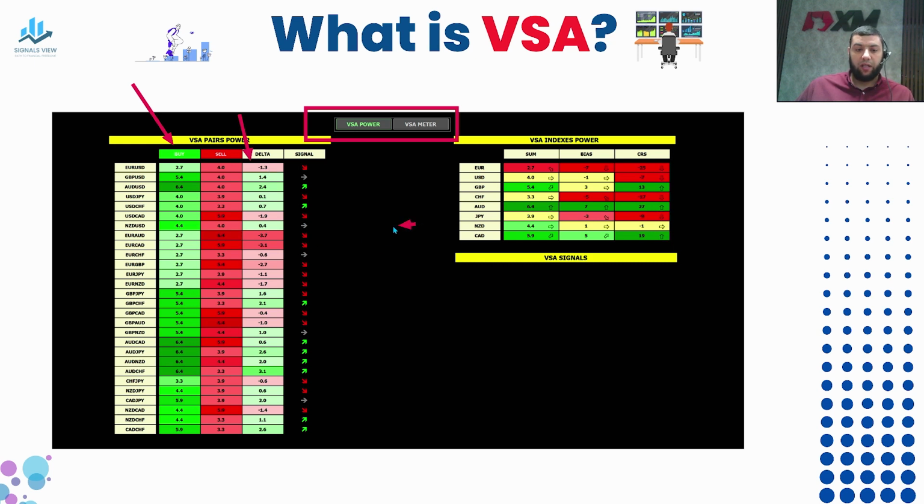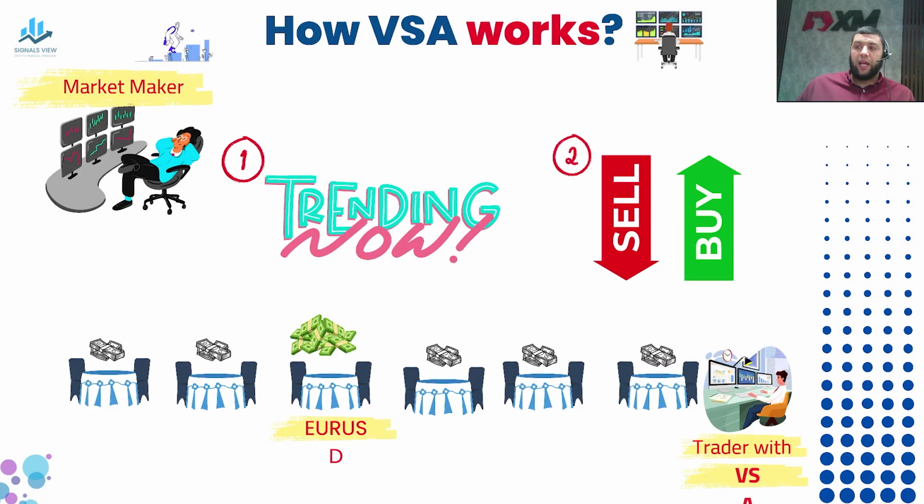But if you look at something like Euro Australian right here, it is minus 3.7. It's trending really strong toward the downside. So that would be a good trade. Instead of holding your money in a pair that is not moving, you can short the Euro Australian and make money. How VSA works? It will scan the market.